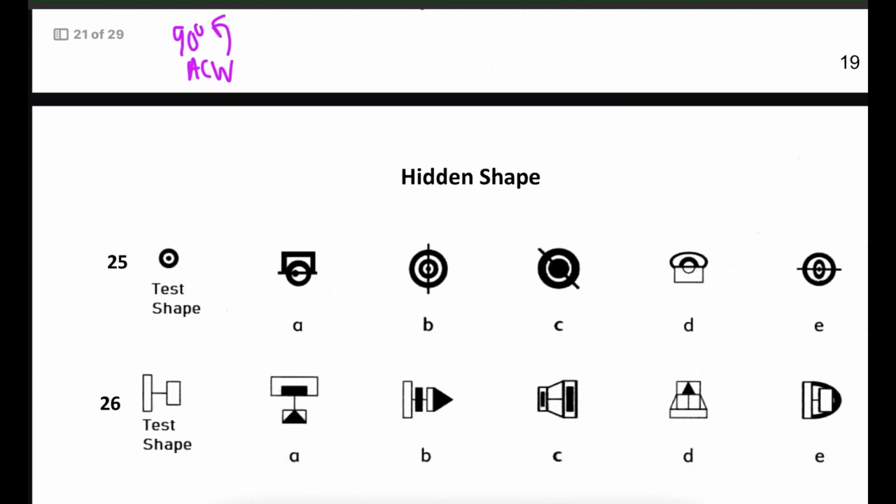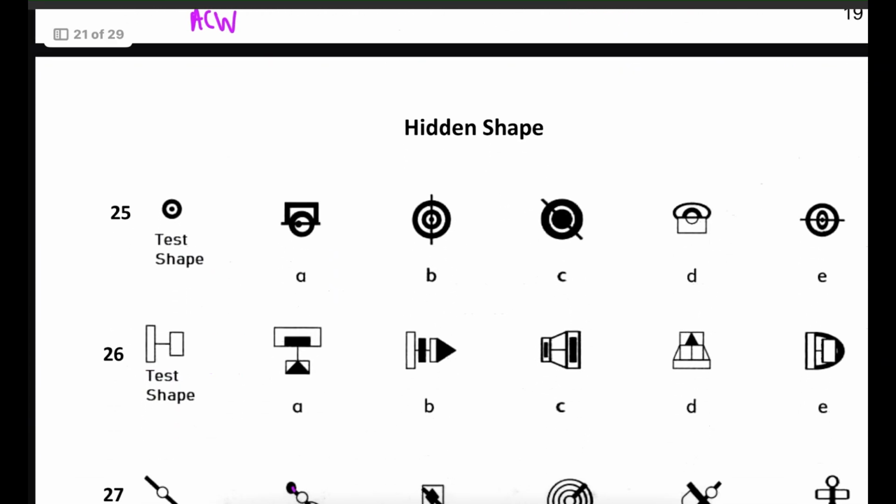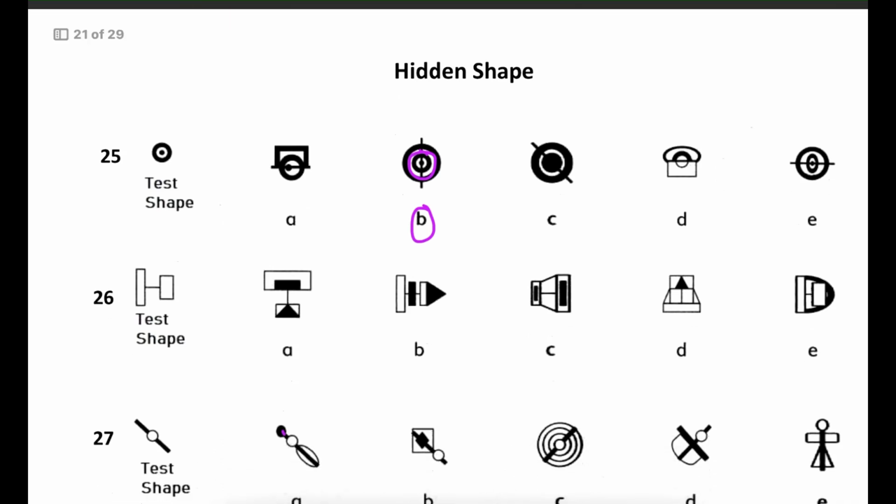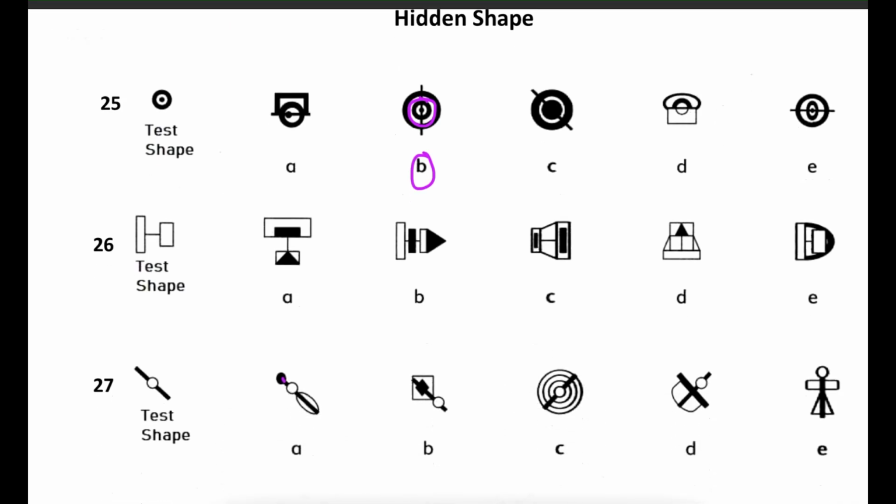Now for the hidden shape questions. So we've got this shape. So here I'm going to say the answer is B, as I can see the shape here quite easily. Question 26, the answer is D, because we've got this thin rectangle joined to a slightly wider and shorter rectangle. So we've got the thin one here and the wider one here.